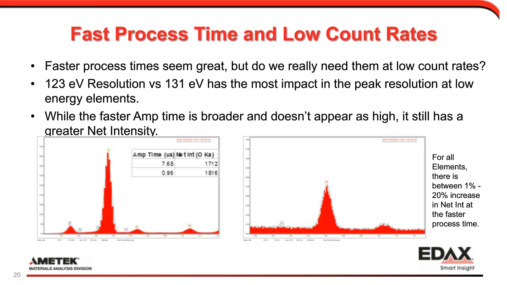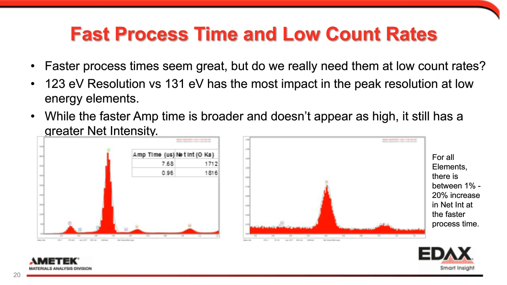But even in this case, we're able to see such a good high quality peak resolution at the low energy end for this level of detector. And so this was 123 eV on a 60 millimeter detector, which is quite good. And so while the faster process time gives us more throughput and a higher net intensity, it shows some degradation in the low energy. So the visible peak height is actually lower compared to the slower amp time.